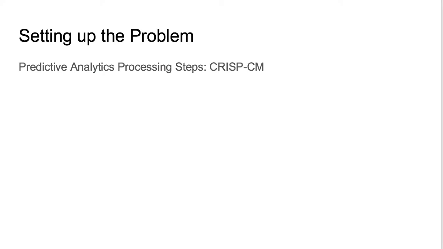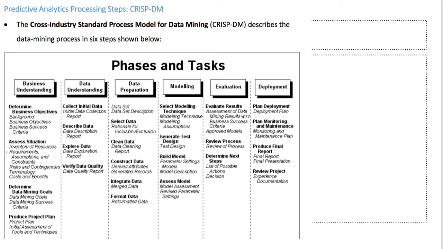Setting up the problem. Predictive analytics processing steps, CRISP-DM. That means cross-industry standard process model for data mining. It describes the data mining process in 6 steps shown below. First, business understanding. Second, data understanding. Third, data preparation. Fourth, modeling. Fifth, evaluation. Last, deployment.